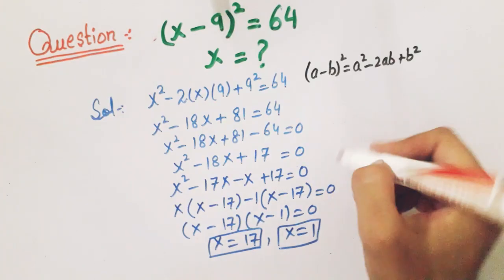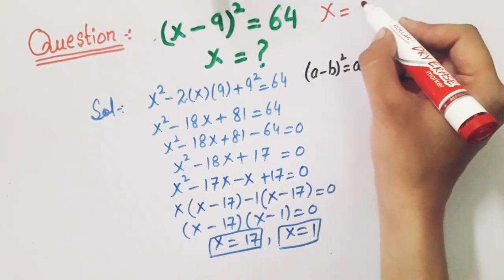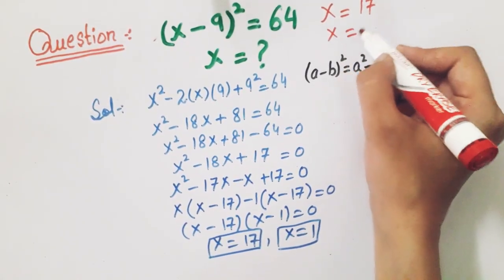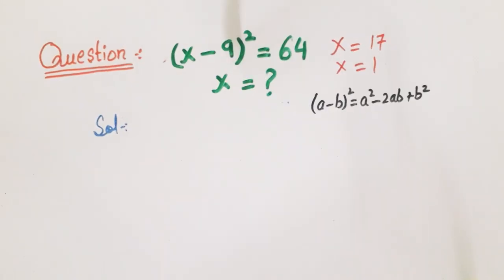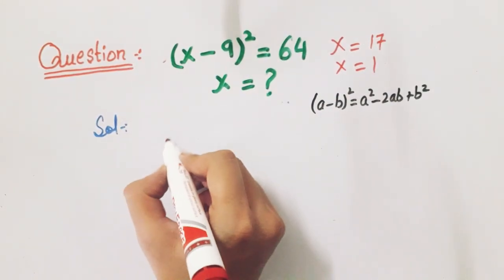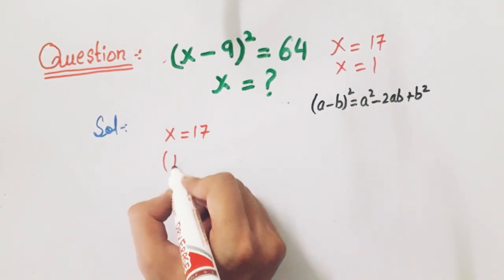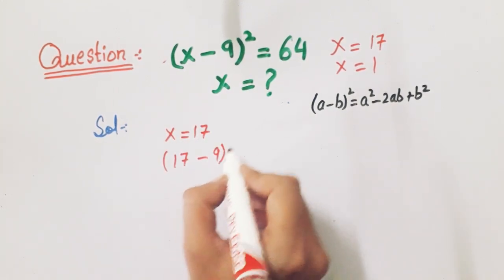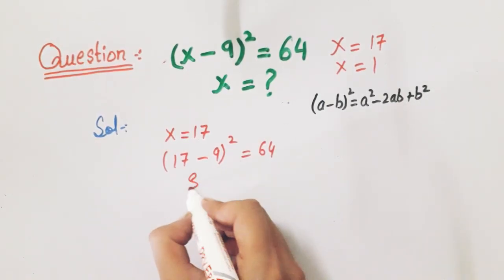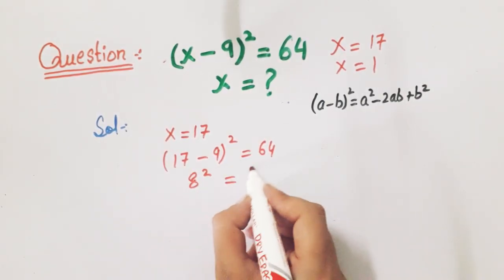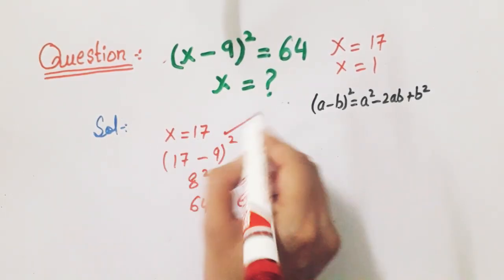Now we will verify our solution. So x equals 17 and x equals 1. For this purpose, x equals 17. Substitute in this equation and check whether left hand side equals right hand side or not. 17 minus 9 is 8. 8 square, so 8 square is 64. It means this root is correct.